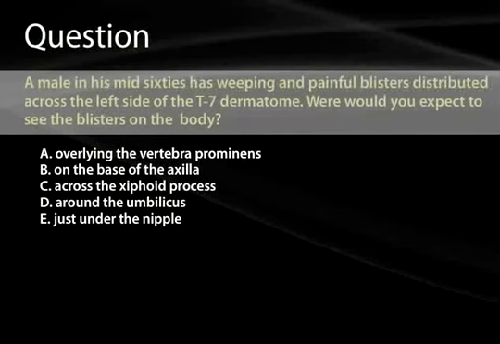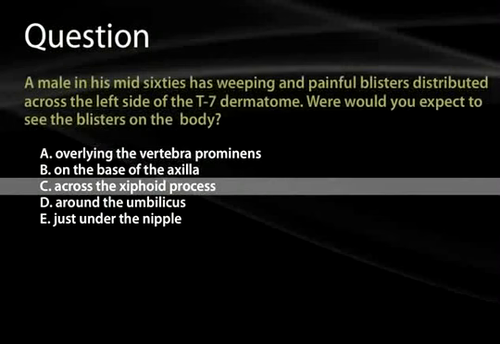Let's do another question. A male in his mid-60s has weeping and painful blisters distributed across the left side of the T7 dermatome. Where would you expect to see the blisters on the body? This is one that hopefully you were able to deduce from some of your common knowledge. There are several dermatomes that you really need to be aware of because they have high yield payoff. The T7 dermatome goes right across the xiphoid process.